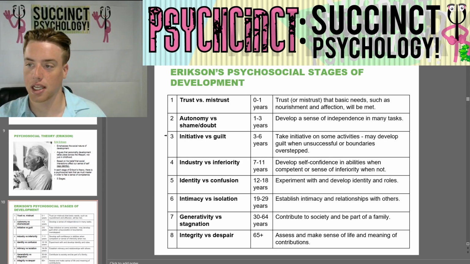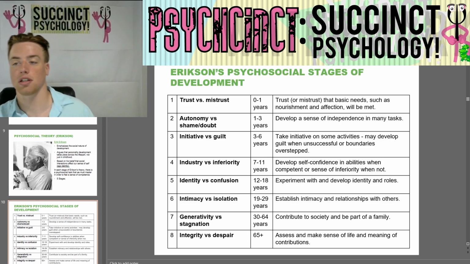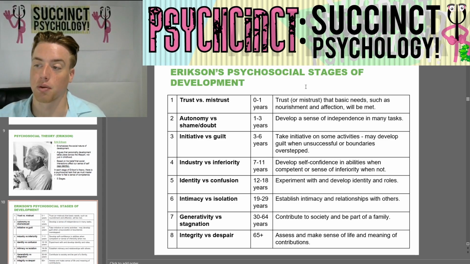So, here are those 8 stages of Erikson's psychosocial stages of development. The first stage is trust versus mistrust, which is 0 to 1 years.